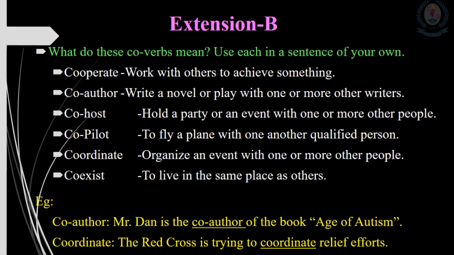And now you have to use each of these words in a sentence of your own. Now look at the example. I have given you 2 sentences made with the words co-author and coordinate. Now you have to try to make sentences using the other words given in the list.